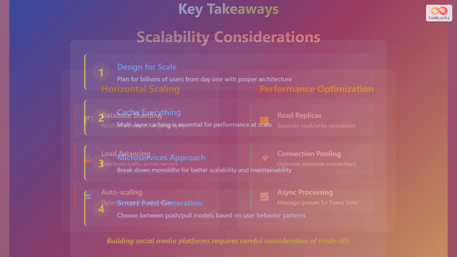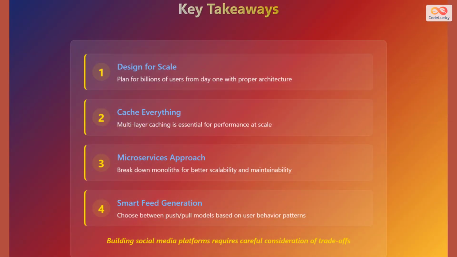Here are some key takeaways to remember. Design for scale, planning for billions of users from day one with proper architecture. Cache everything. Multi-layer caching is essential for performance at scale. Use a microservices approach to break down monoliths for better scalability and maintainability. Use smart feed generation by choosing between push and pull models based on user behavior patterns. Building social media platforms requires careful consideration of trade-offs.